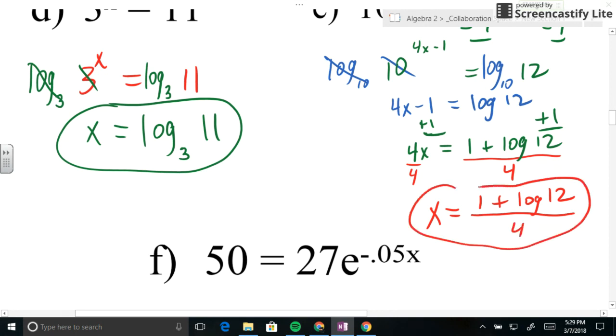And that's our answer. If we need the decimal answer, you can just type in 1 plus the log of 12 in your calculator, hit equals, take that answer and divide it by 4, and then you'll get a decimal, and you can just round that decimal to whatever you need to.